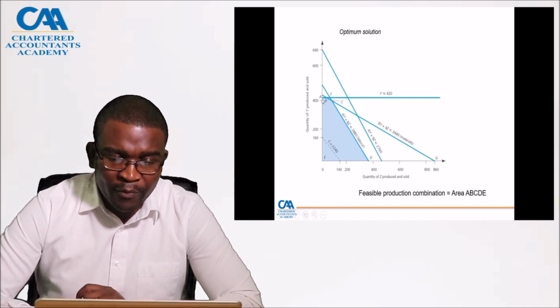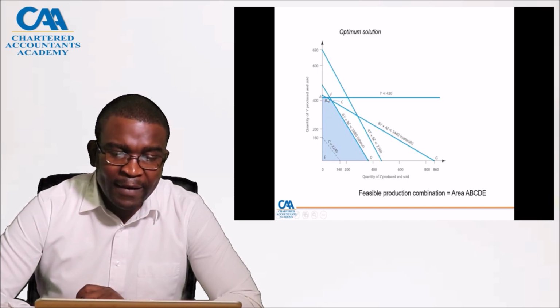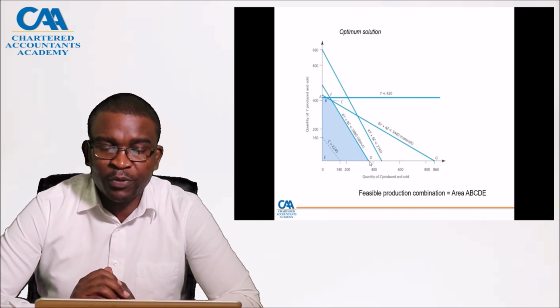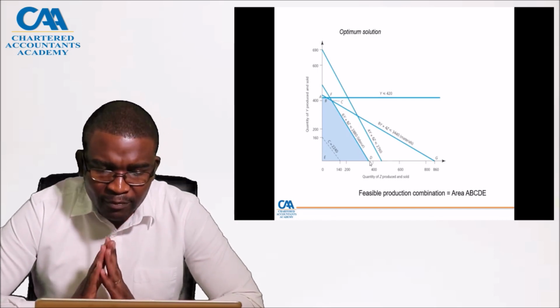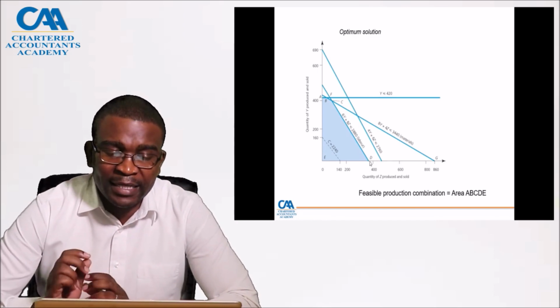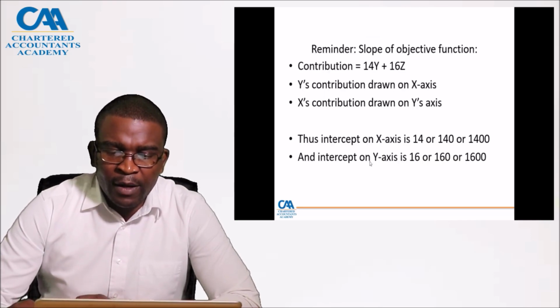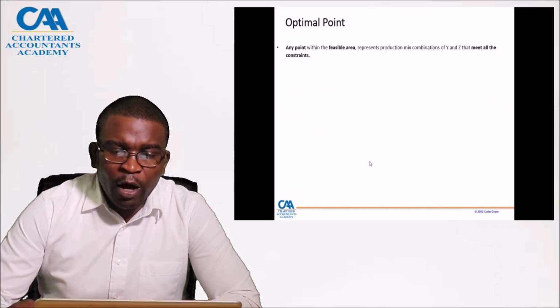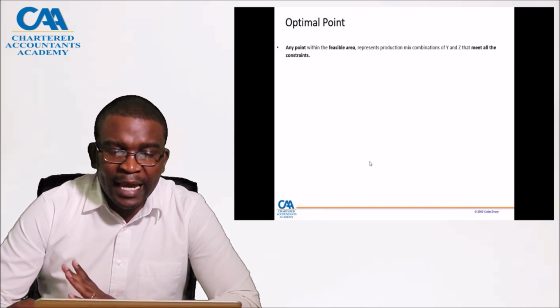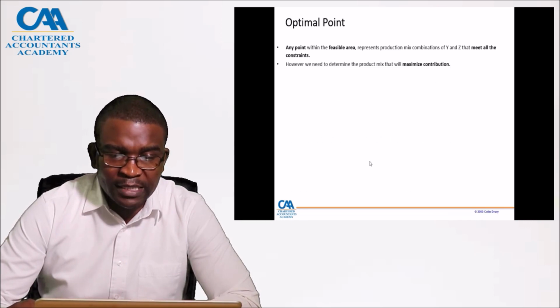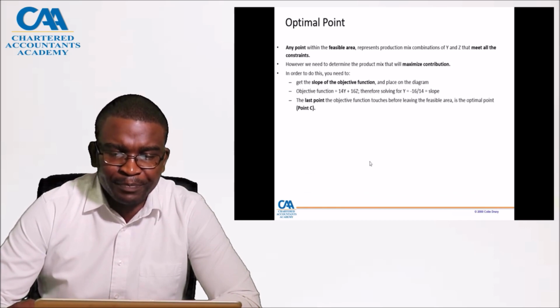So the potential combinations would be point A, point B, point C, and point D. These are the potential points at which production is maximized. So let's find out, how do you find the actual point at which production is maximized? Now, the optimal point: any point in the feasible area represents a mix combination that meets the constraints. However, we want to determine the maximum contribution.